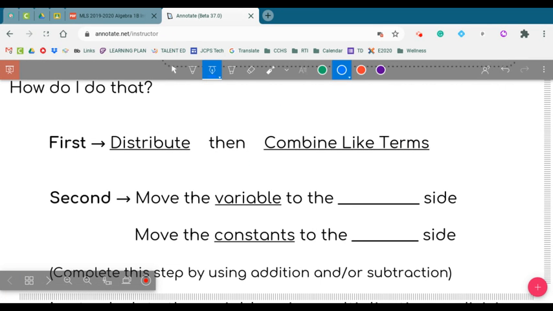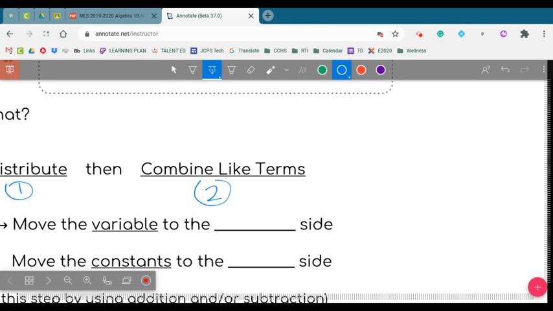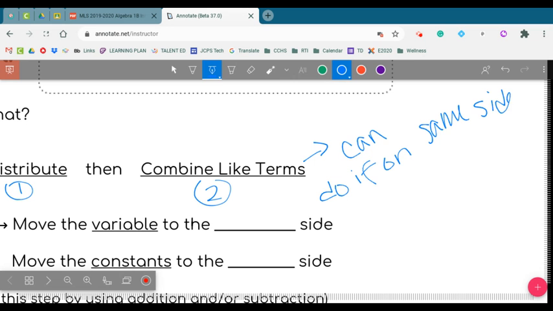Our first step is to always distribute. If we can't distribute, then we go on to combine like terms. And I want you to remember, whenever we combine like terms, you can only do it if they're on the same side. They have to be on the same side of the equal sign in order for you to combine them. If they're not, then we're just going to ignore it.